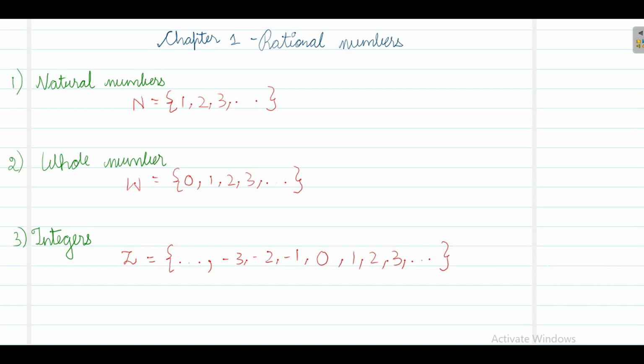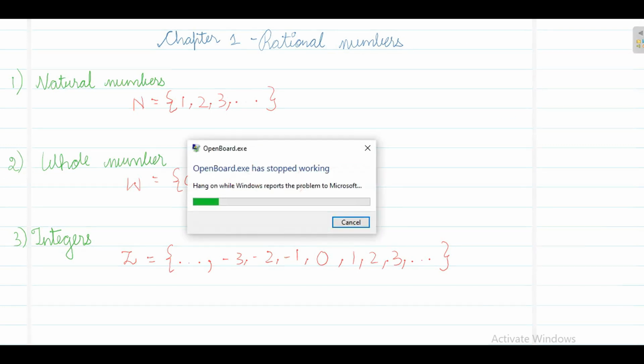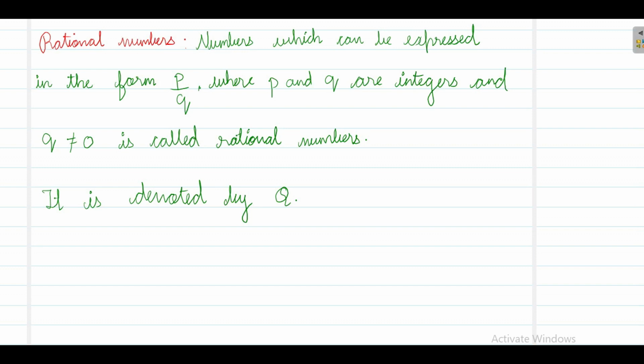Now we are going to move into another new number system, that is our rational numbers. That is our topic as well. Alright, so now we'll start with the definition of rational numbers. The definition goes like this: numbers which can be expressed in the form p by q, where p and q are integers and q is not equal to 0, are called rational numbers.